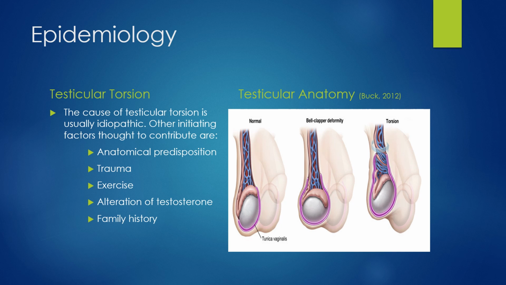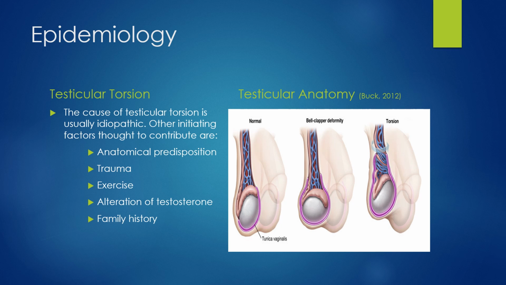Trauma is another initiating factor that accounts for approximately 20% of all testicular torsion diagnosis. Trauma to the testicle can cause the cremaster muscle to contract in the tunica vaginalis, leading the spermatic cord to become twisted. Other initiating factors include exercise, like bicycle riding and/or running, and family history. Patients with alterations in testosterone can also have initiating factors. Alterations in testosterone may occur during sex response and/or sleep cycles. During this time, contraction of the cremaster muscle occurs, leading to the spermatic cord to twist within the tunica vaginalis.